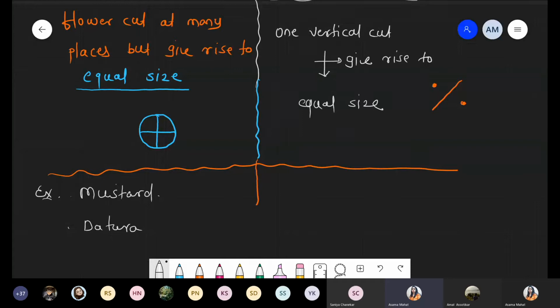Now in case of zygomorphic, we have examples like pea plant as well as beans, pea beans. Next example, gulmohar.